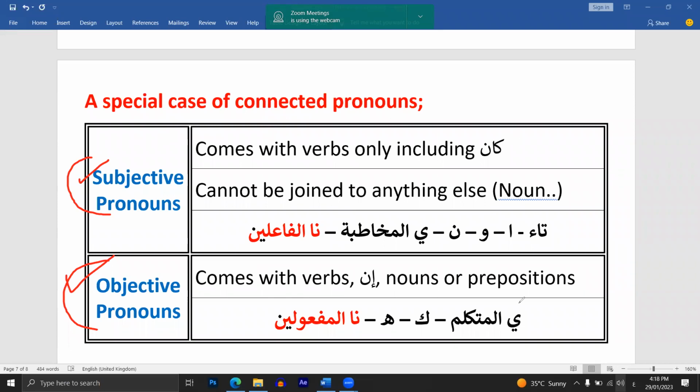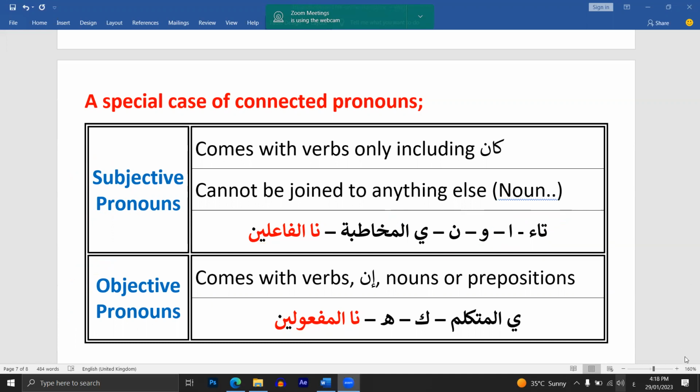So these are the connected pronouns that we said, whenever you see them connected to a verb, they will be subjective pronouns. تاء الفاعل, we call it تاء الفاعل. ألف الاثنين for dual. واو الجماعة for masculine plural. نون النسوة for feminine plural. And ياء المخاطبة for second person feminine. And there are 2 or 1 connected pronouns that are common between subjective and objective. We already explained about this one last time.